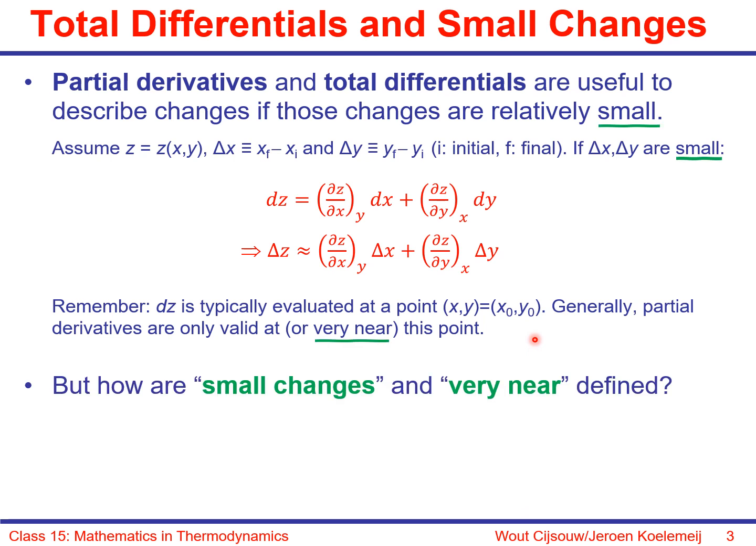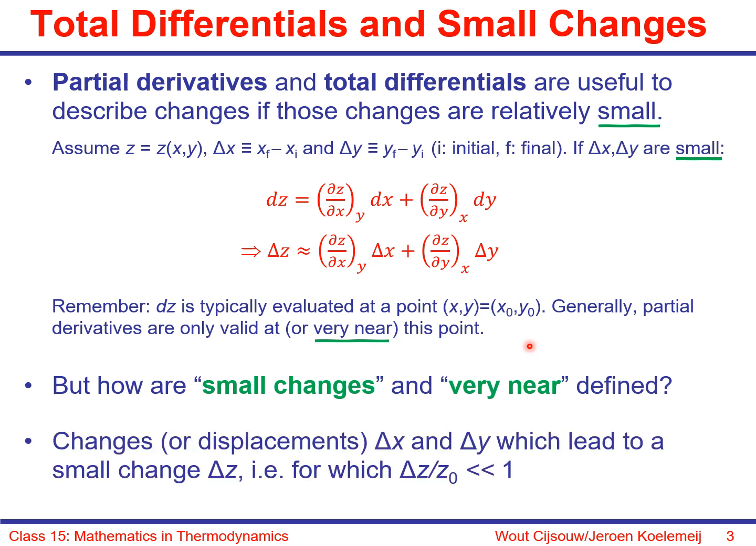But now you may wonder, how are small changes, or terms like very near, actually defined? How can you tell whether something is small? Well, what we mean by that is that changes delta x or delta y, which lead to a change in delta z, are considered small if this delta z divided by its nominal value, z naught, which is what you get when you plug in these numbers, is much smaller than 1. Then you're talking about relatively small changes.